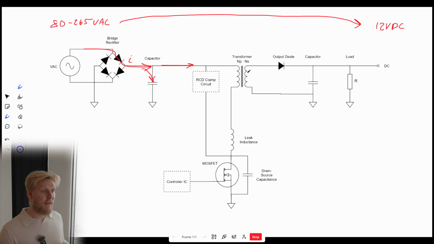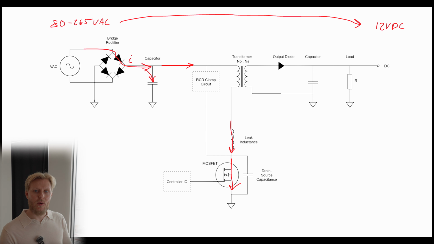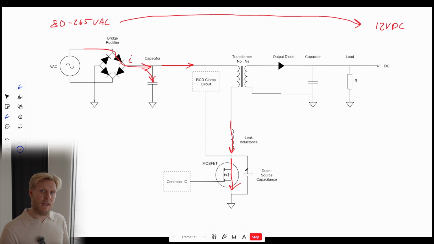Now this transformer is not ideal, so what you have is some leak inductance and some drain to source capacitance. Some flux will not be transferred from the primary side over to the secondary side, and that forms something that is called leak inductance. So when the MOSFET is turned off, this energy has nowhere else to go, which results in a very high voltage spike at the MOSFET drain terminal. The MOSFET also has its own parasitic capacitance called drain to source capacitance, which interacts with the leak inductance, which can cause ringing at the turnoff. And that's where this RCD clamp circuit comes in.